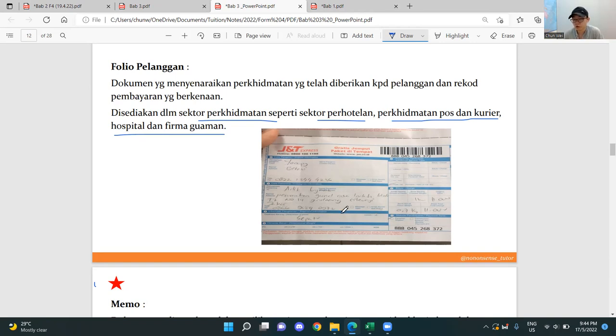So if now you go to somewhere like Pos Laju, JNT, ABX, I think now it's quite common to us, right? Because of COVID-19, now everyone shops online from Shopee, Lazada. So we know all these perkhidmatan pos and courier, right? The Pos Laju, JNT. But if we want to post barang kepada kawan, or if you do a small business, you want to post something to other people, then you have to go to Pos Laju, to a company like JNT Express. Contoh sini. So there, you have to fill up something we call a folio pelanggan. The folio about the customer. All right, like a profile.